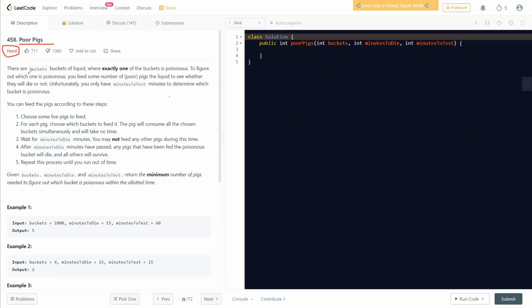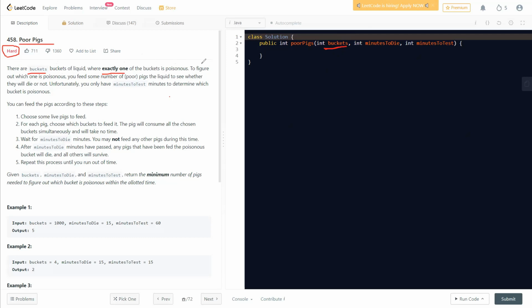So the question says there are buckets, that is the bucket of liquids. So buckets are being given to us. Fine. And it says exactly one of the buckets is poisonous. All right. So look, buckets is a number. It's not an array. Make sure of that. Okay, so there's exactly one bucket that is poisonous.